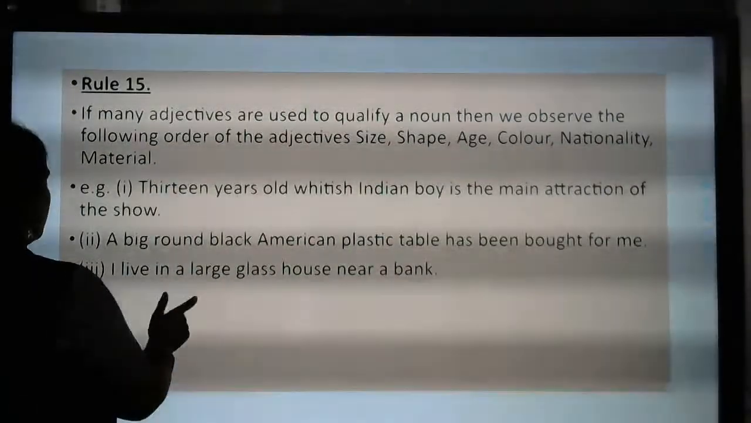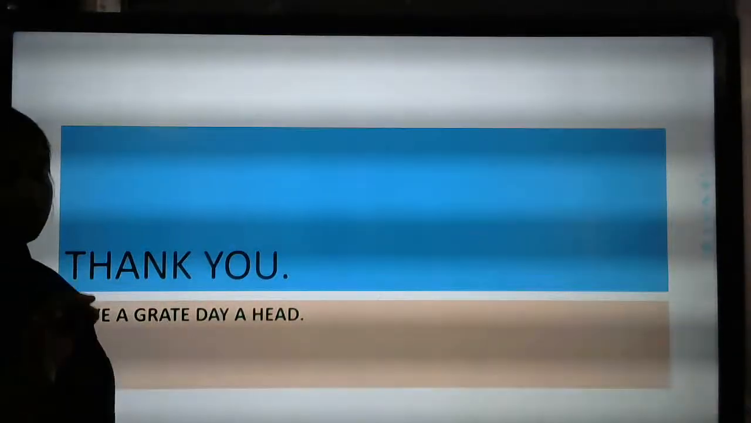So here we have discussed all these 15 rules related to adjectives.